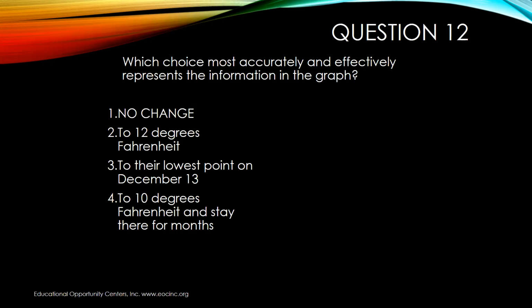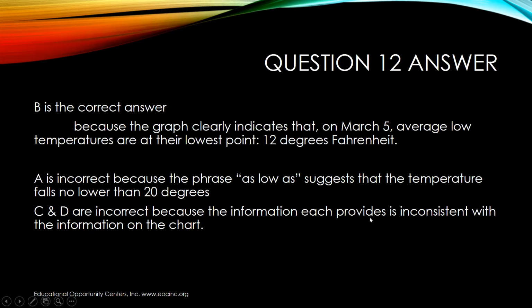We have an A and a B. Just waiting for Nicole. We've got two B's and an A. All right, the correct answer for question number 12, drum roll here, is B. And it tells you there on March 5th, the average low temperatures at the lowest point. Very good. How about 13?